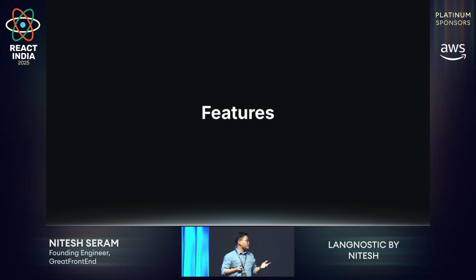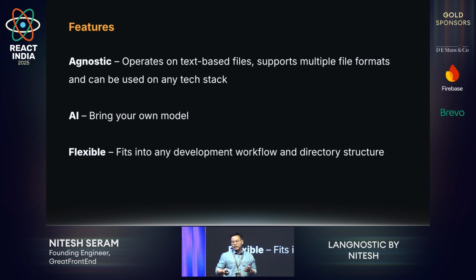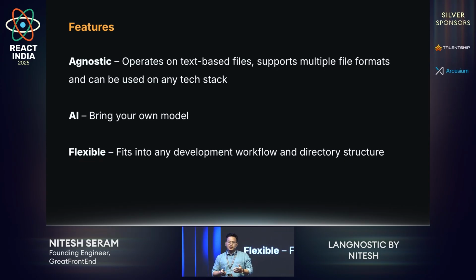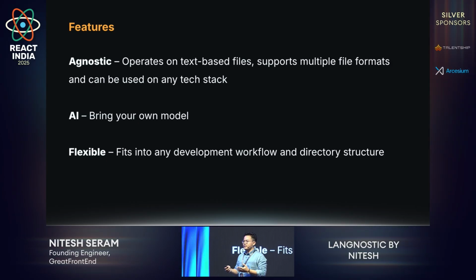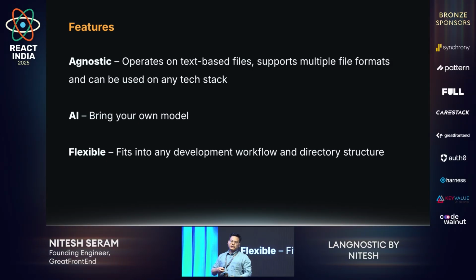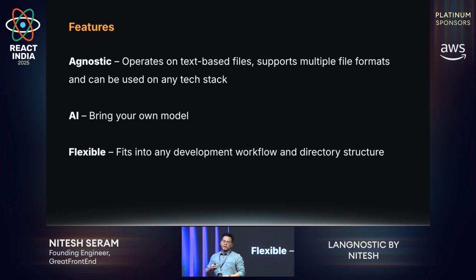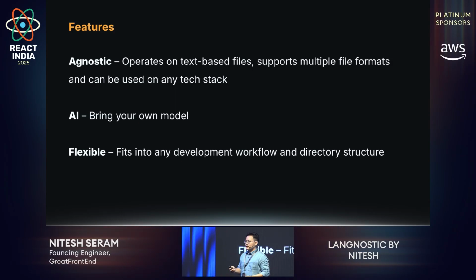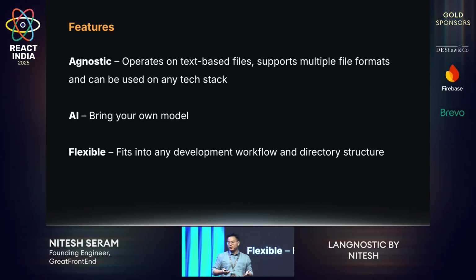Now let's look into the features, right? What are the features that it has? Now the first is agnostic. It's extremely agnostic. It operates on any text-based files. It doesn't care what file format you have. So for this particular reason, we built the plugin system so you can work with any file format. We currently support only the JSON plugin for JSON files and the Markdown plugin for Markdown files. But users can always build their own custom plugins if they want to use any specific file format.